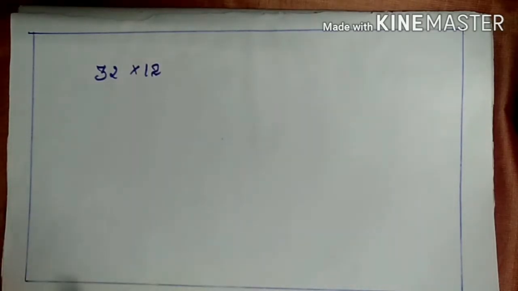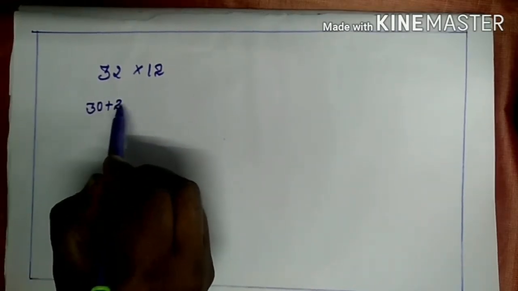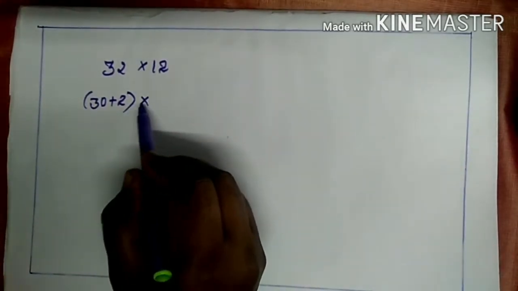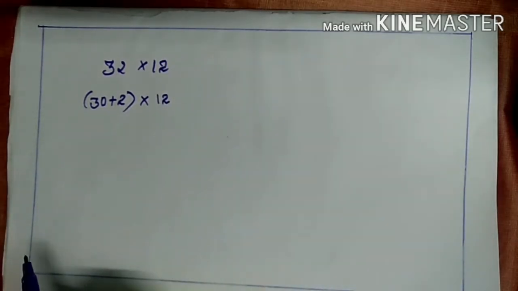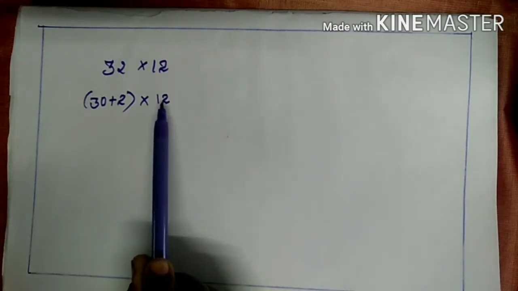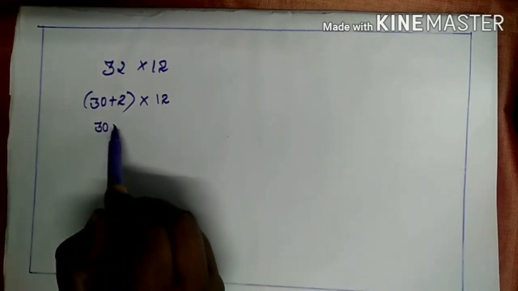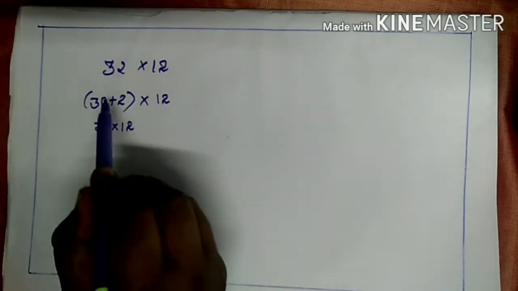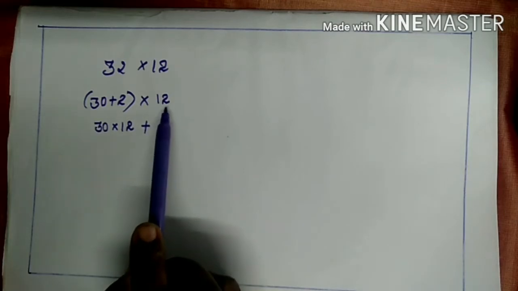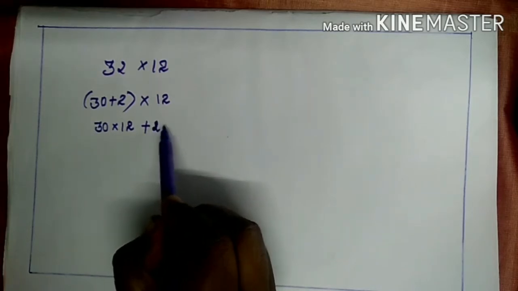So, this 32 can be written as 30 plus 2. Okay. And I am grouping that. Okay, I put bracket into 12. Now, what I am going to do is, I am going to take this 12 multiplied with 30 first. 30 multiplied by 12. Then I take the addition symbol here. Again, I distribute this 12 multiplied by 2. So, 2 into 12.